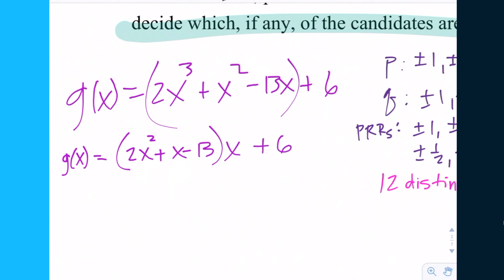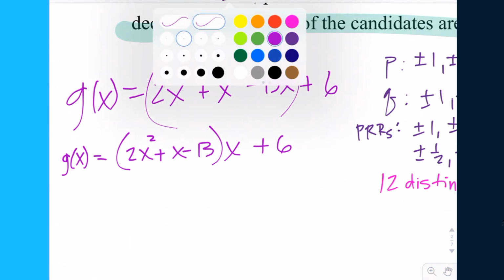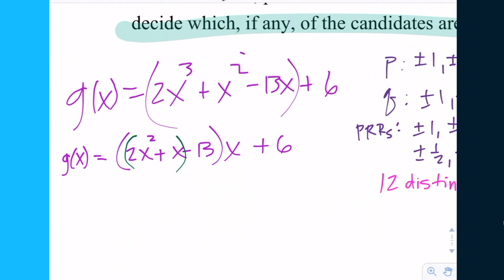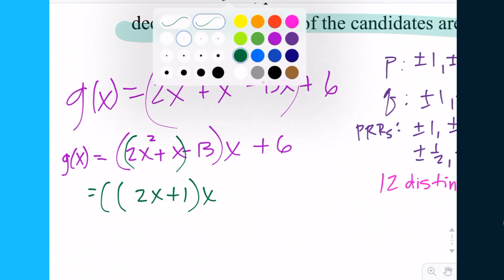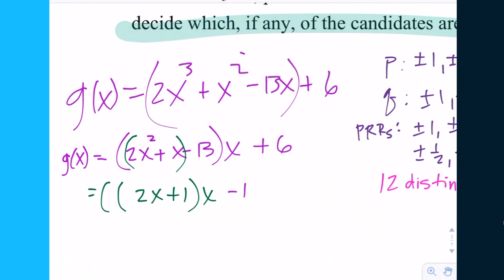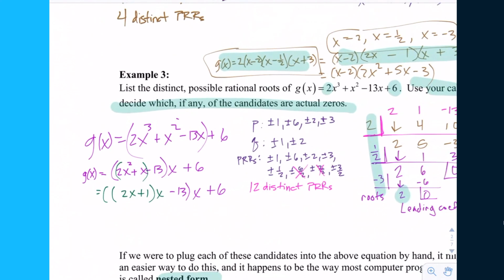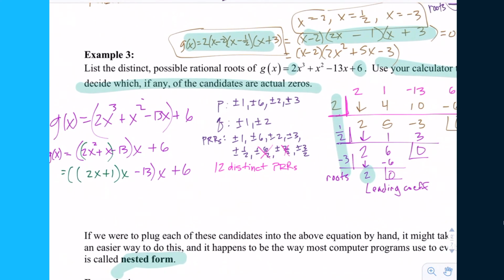So notice all I did is I grouped the 3 terms together that had an x, and I factored the x out on the right-hand side, and now everything that's left has 1 fewer x's. And I'll do it again. Now inside there, I have 2 terms that just have an x. So I'm going to have open, open, and I'm going to factor an x out. So I get 2x plus 1. I'll factor the x out on the outside. And then I have everything else that's left. Then it's going to be minus 13 close times x plus 6. And notice this is nested form.